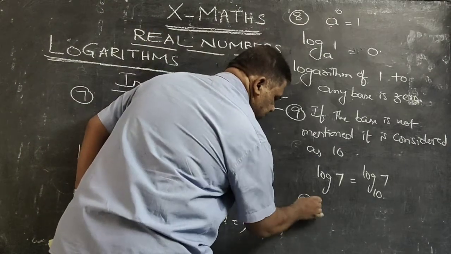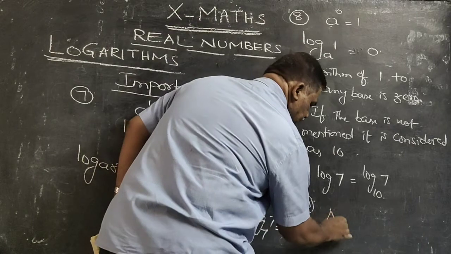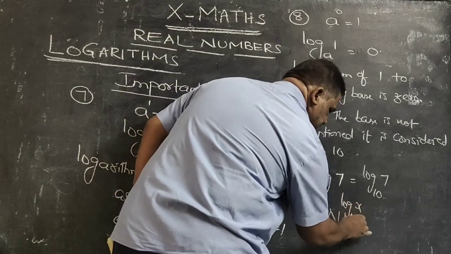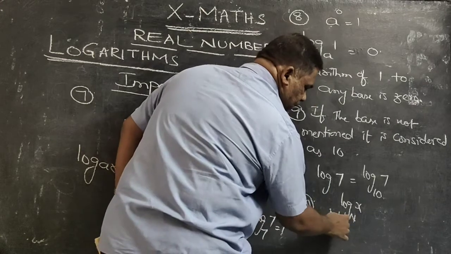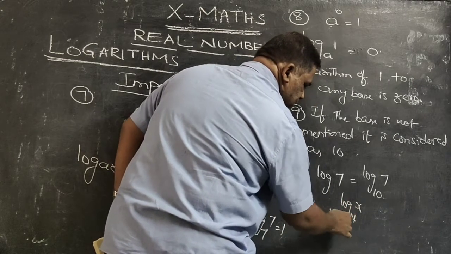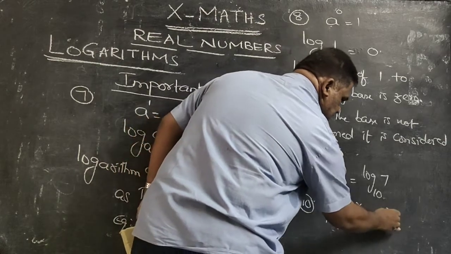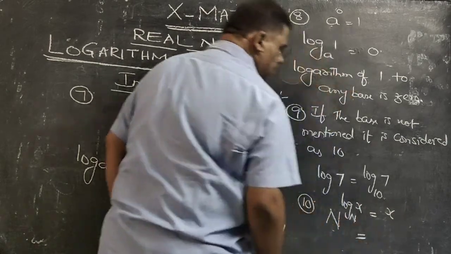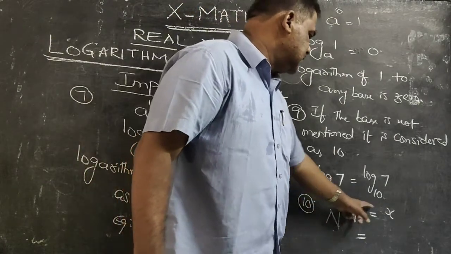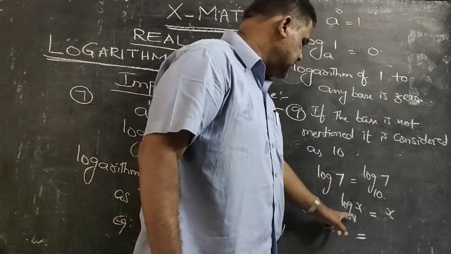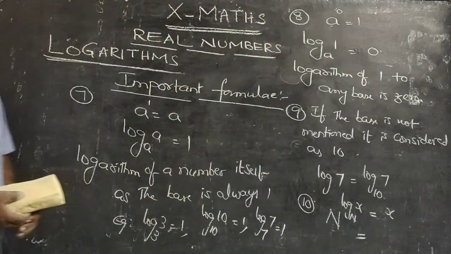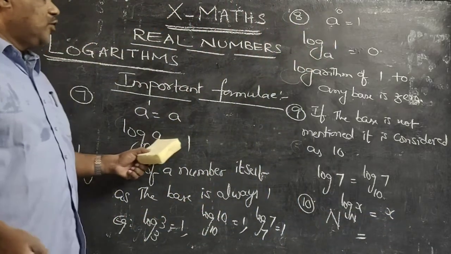Now the last one: n to the power log x base n. If these two numbers are the same, then the answer is x. This is a very important formula. n to the power log x base n is x. If the two numbers are the same, then x is the answer. So these are some important formulae which we are going to use in this exercise.